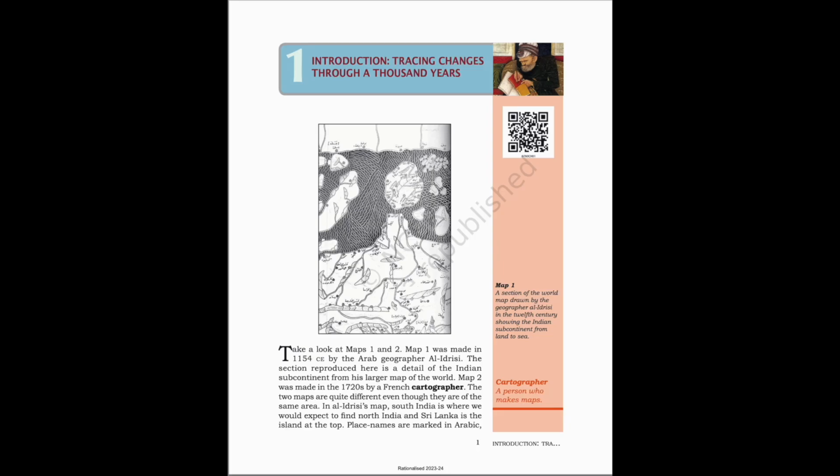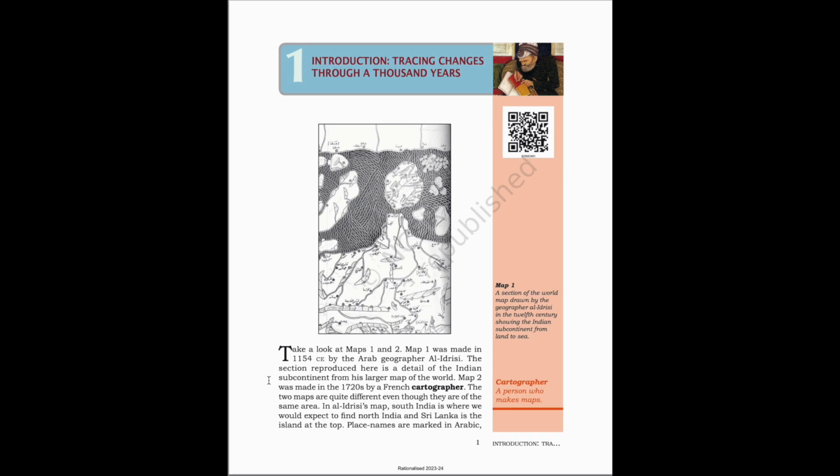We are in chapter 1 and the topic is Introduction, Tracing Changes Through 1,000 Years. Take a look at maps 1 and 2. Map 1 was made in 1154 CE by the Arab geographer Al-Adrisi. The section reproduced here is a detail of the Indian subcontinent from his larger map of the world.